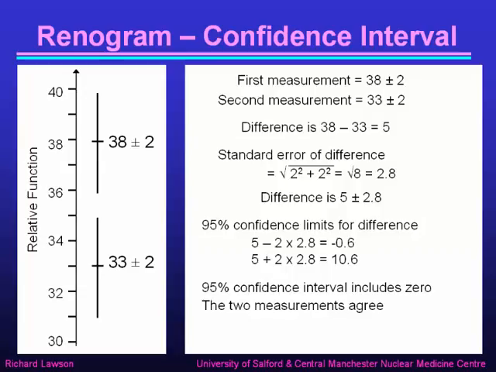They do agree. Despite the fact that the error bars don't overlap, the 95% confidence limits do include 0, so there is no significant difference between the 38 and the 33 with these measured standard errors. So the relative function hasn't changed significantly, at least from a statistical point of view.